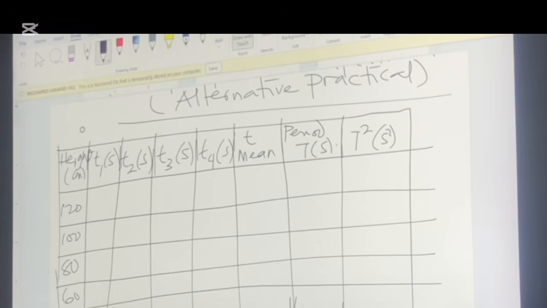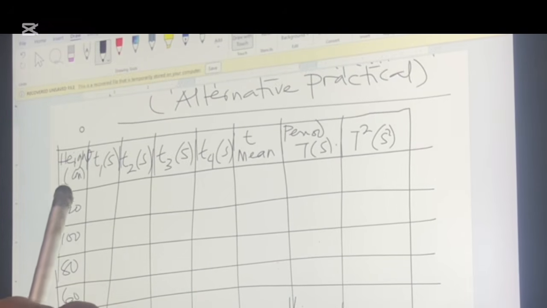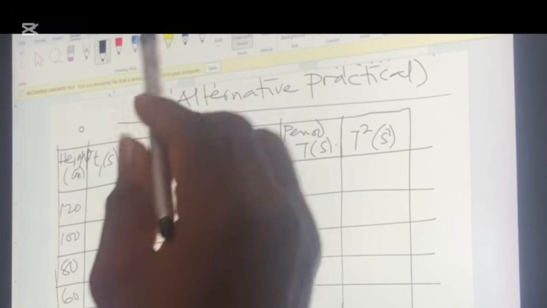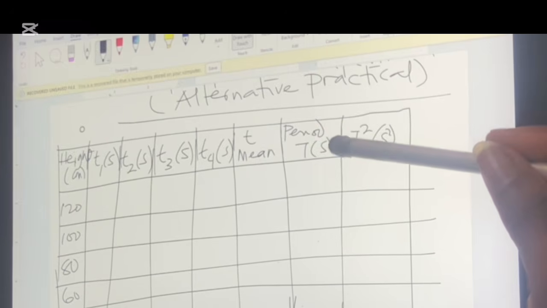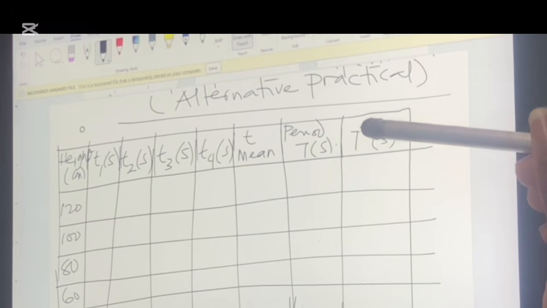Okay, now we have the height in cm. That is, we are giving height as 120, 100, 80, 60, 40. So all the units here are in cm. Please take note. We are also giving time 1, that is t1, t2, t3, t4, and the mean time. We are giving the period, that is T, and T square.